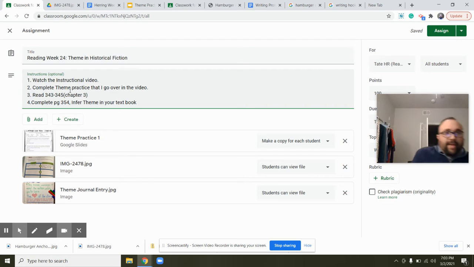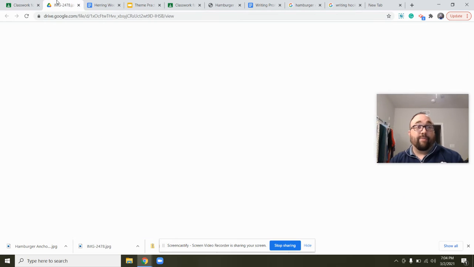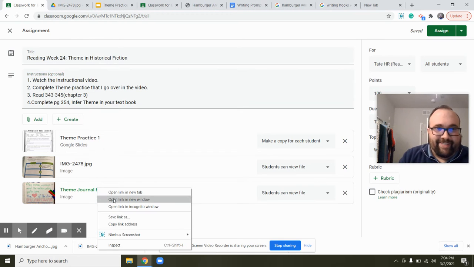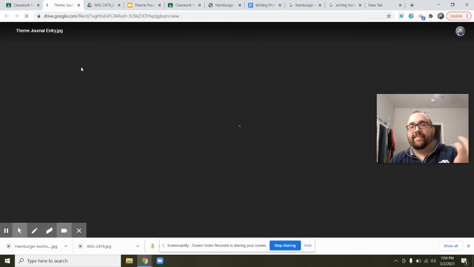So, complete. Here's what we're doing today. I have assigned to you a theme practice because in historical fiction, theme plays a really big role because the author is really trying to teach us something, right? So I've given us a practice and an anchor chart to remind us. So we had, Mr. Herring's going to go crazy. Okay, here we go.